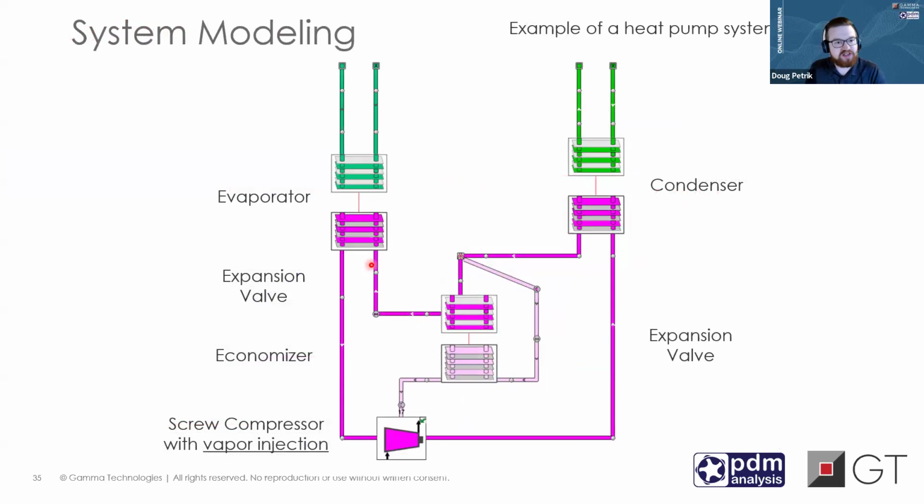So I want to highlight a few systems that maybe could be interesting for modeling the system interactions with the screw compressor. Here's an example of a heat pump system that you could model in GT Suite, including the condenser, evaporator, the expansion valves, and maybe an economizer with the heat exchanger. And of course, there may be vapor injection into the screw machine. So a detailed screw compressor model, for example, in GT Suite could easily account for vapor injection ports, and you can analyze how that affects the performance of the machine and the capabilities there.